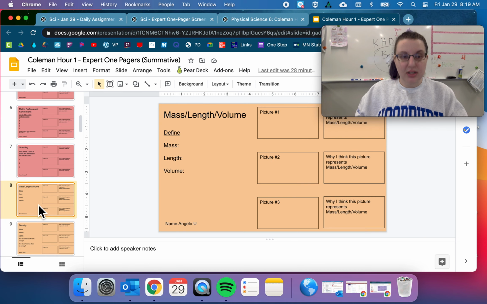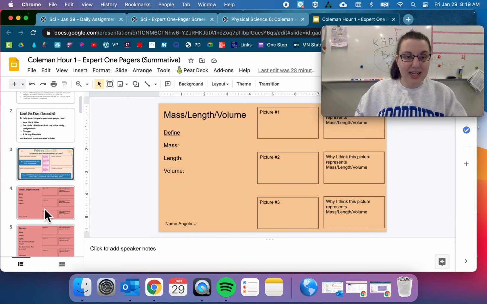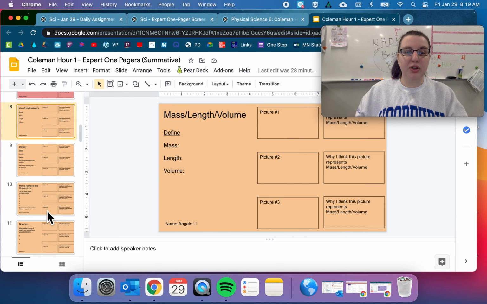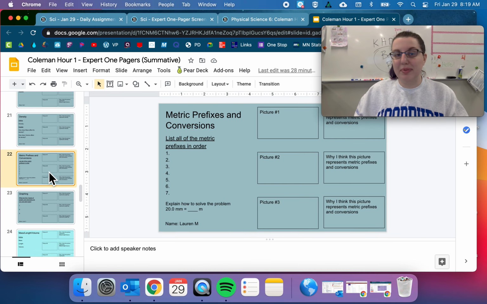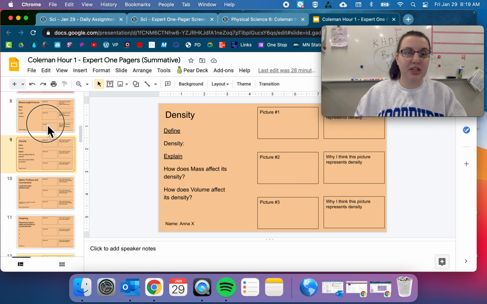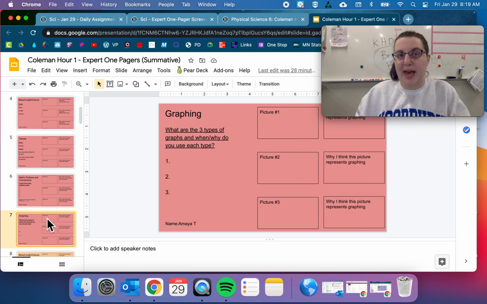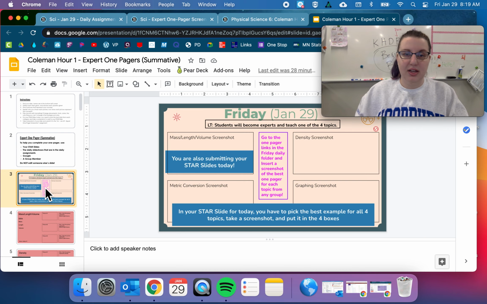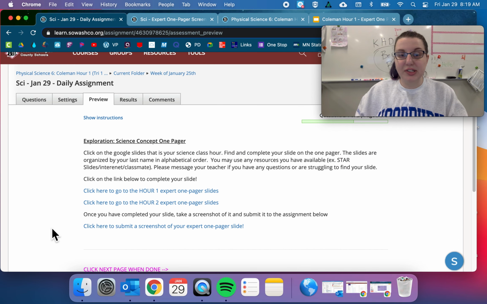And then you'll notice that the next color starts over again. So those are just those four slides. So you're going to be assigned one of them, find them, and then at the very end, you're going to be taking a screenshot. You're going to be finding the best one of each category. So this might be the best metric prefix one. So you'll take a screenshot of this. This might be the best density. Take a screenshot of that. That might be the best mass, length, volume. Take a picture of that. And then this one might be the best graphing. So take a picture of that. And you're going to put it in your star slides for today. And so again, you're going to put it in the screenshot area on your star slides and then submit your star slides. And then once you have yours done, you're going to take a screenshot of it.